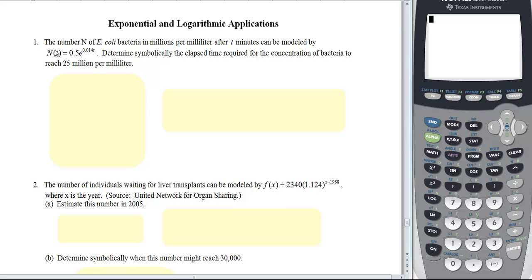So N of t, this is my number of E. coli, and t is time in minutes. Determine symbolically the elapsed time required for the concentration of bacteria to reach 25 million per milliliter. So now we've got to figure out where to put the 25. A couple of things clue us in here. It says we need to find the time, so we need to find t. And also they tell me that this is the number of bacteria. So the 25 is going to go in for N of t.